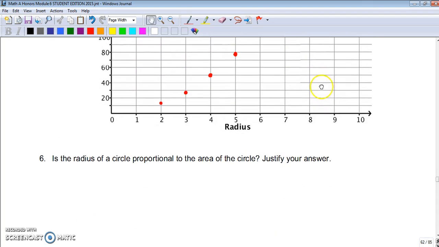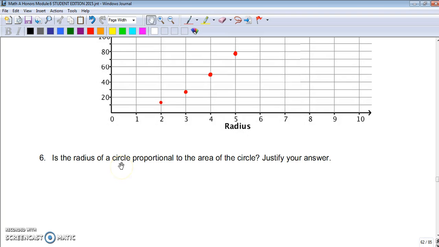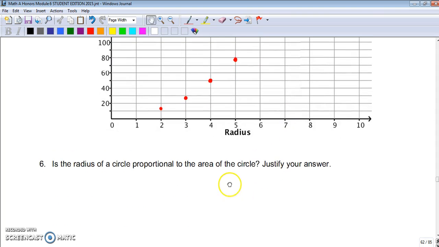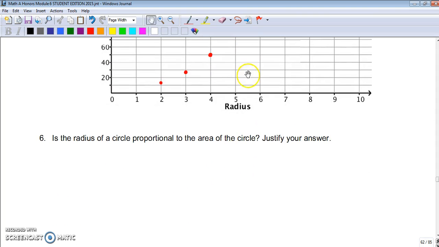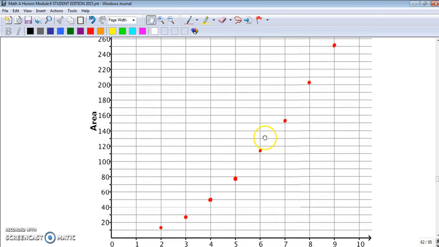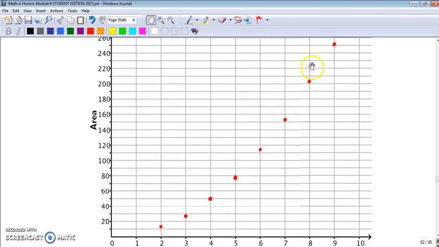And the question below states, is the radius of a circle, which is your x variable, proportional to the area of the circle, which is acting as your y variable? Justify your answer. Well, looking at the graph, there's a couple of things about proportional relationships that you might remember from a previous module, is that we're looking for them to pass through the origin. In this case, it looks like it might actually be moving towards the origin.